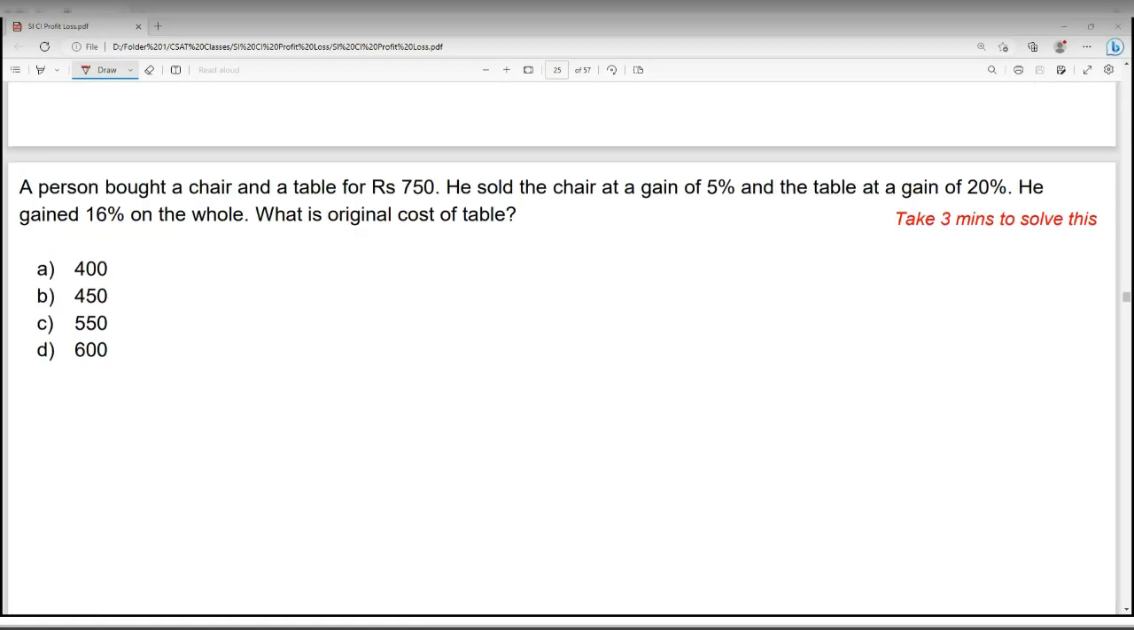Let's see how to go about this question. What they're saying is a person bought a chair and a table for $750. He bought the chair at a gain of 5% and the table at a gain of 20%. He gained 16% on the whole. What is the original cost of the table? So he has bought a chair and a table. Let C be the cost of the chair and T be the cost of the table. They're saying that C plus T is equal to 750.